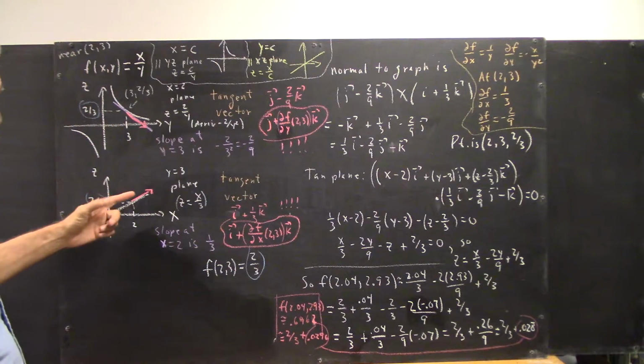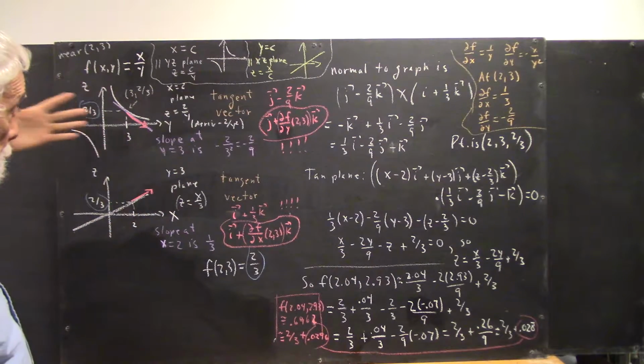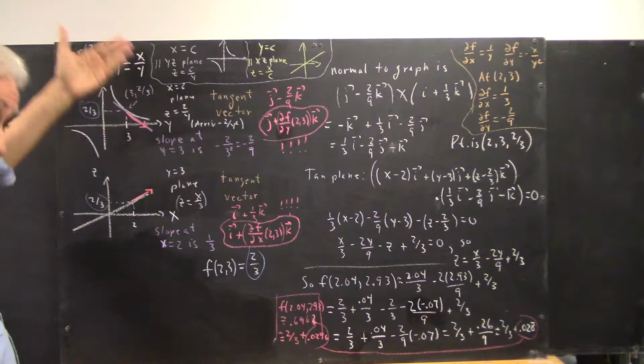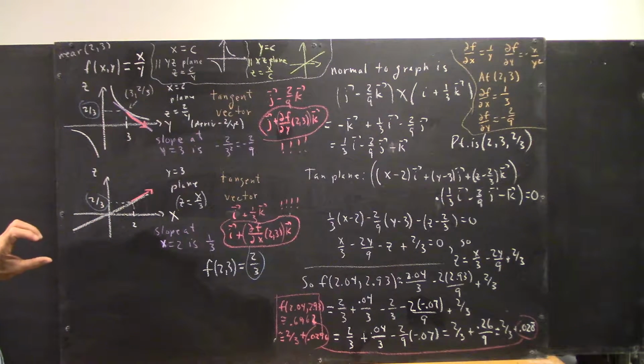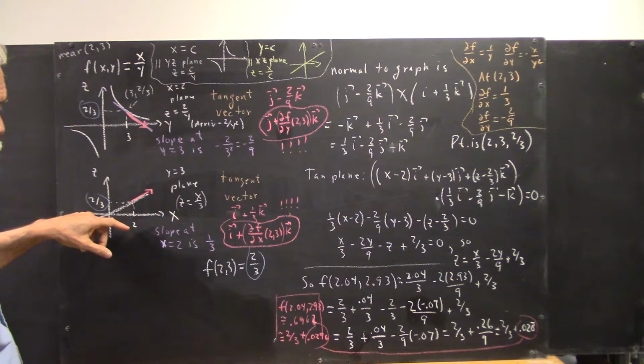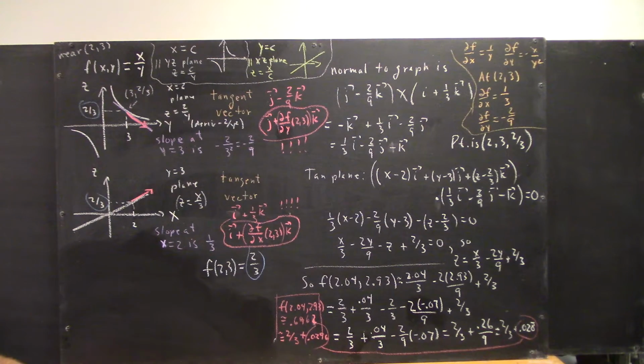Okay, so we get this vector, and we get this vector. Here's a picture of the vector in its respective plane, and here's a vector in its respective plane. So how do we put that together into a picture of the behavior of the function near the point where x equals 2, y equals 3? We'll get that in another video.